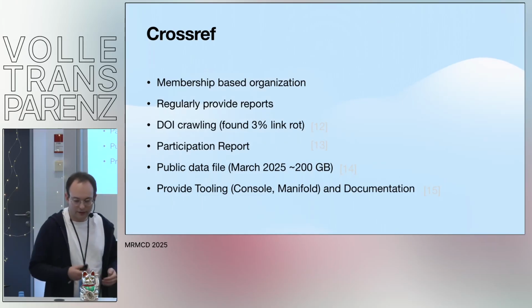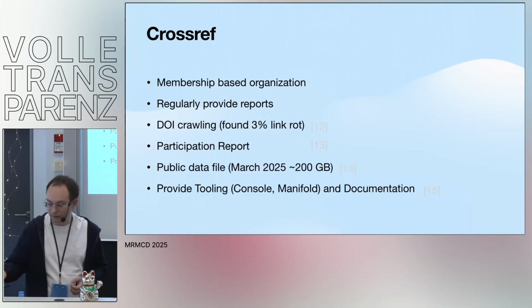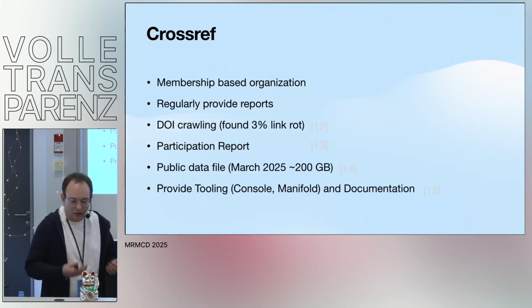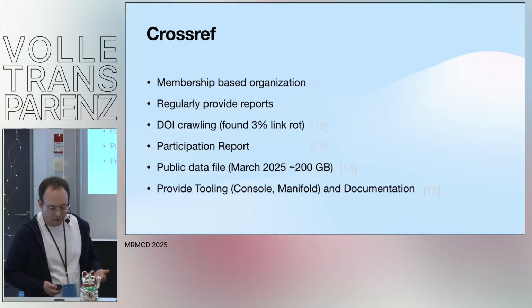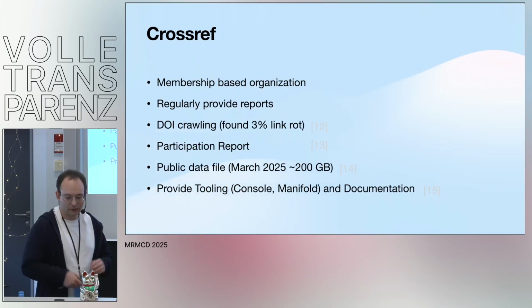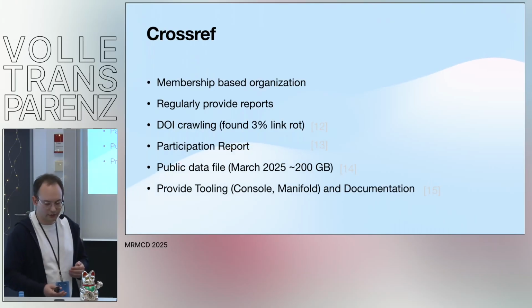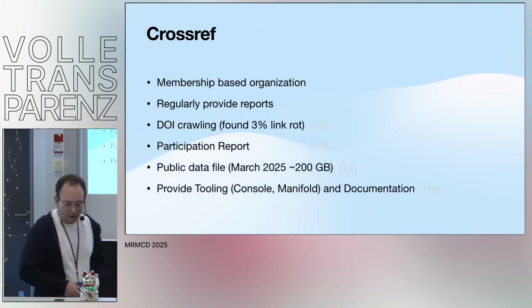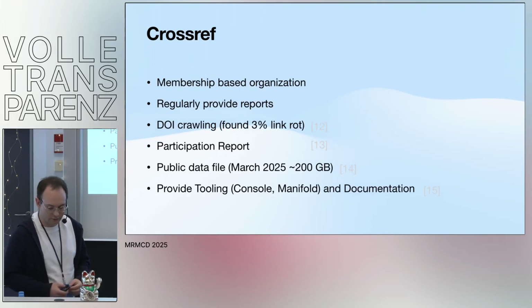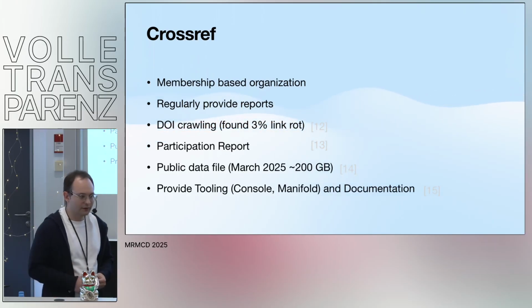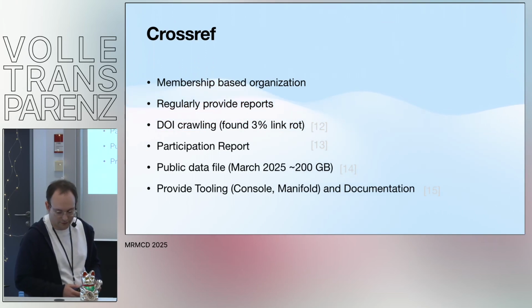They also provide a participation report, which is pretty interesting. You can go there and look at how good the quality of data is for some organization. Also, what is interesting, all the data that they have, they regularly bundle up and you can just download it. They did this recently in March. You can just download a 200 gigabyte file, and it's all the data that Crossref has.